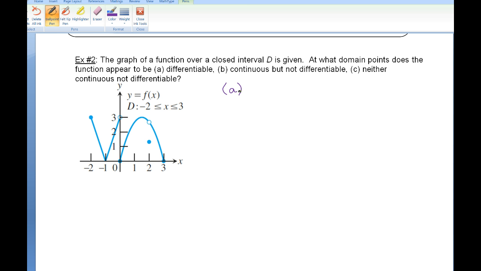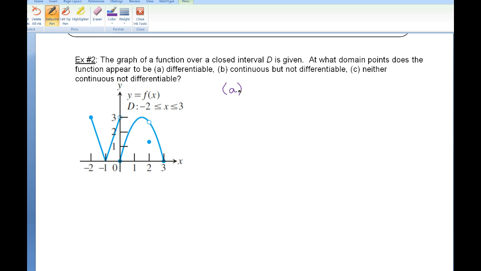Emma? Just what's the definition of a cusp? The slope from the left is negative or positive infinity, and then from the right it would be the opposite. So in the example that we did, from the left it was approaching a slope of negative infinity, and from the right it was approaching a slope of positive infinity.